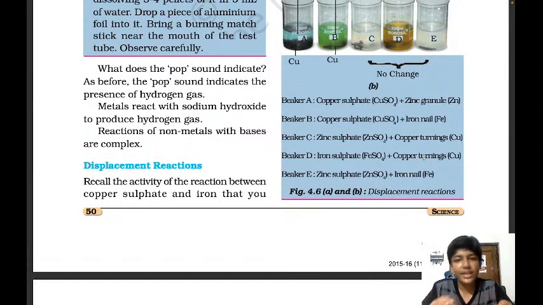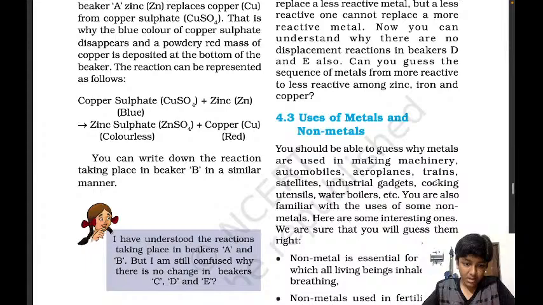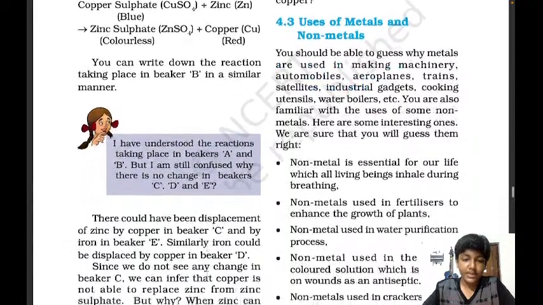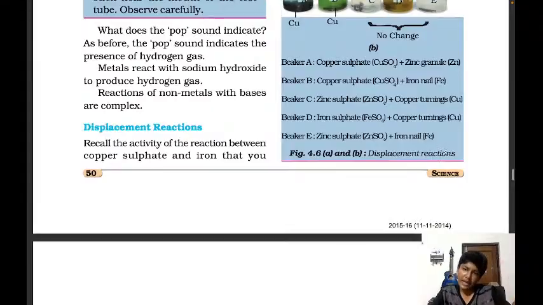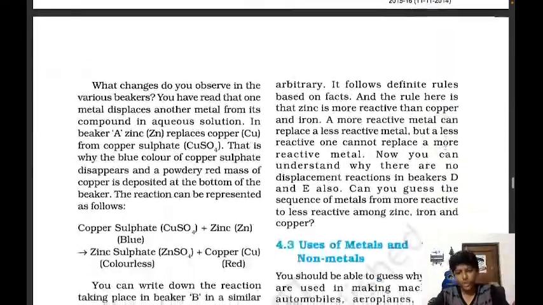Displacement is basically displacement of one metal with the other. A more reactive metal will displace the less reactive metal. So right now, copper is less reactive, so it won't be able to displace zinc or Fe. So there's no change in C, D, and E. Zinc is more reactive than iron, so that's why no change will take place. I thought that iron is more reactive, but zinc is more reactive.